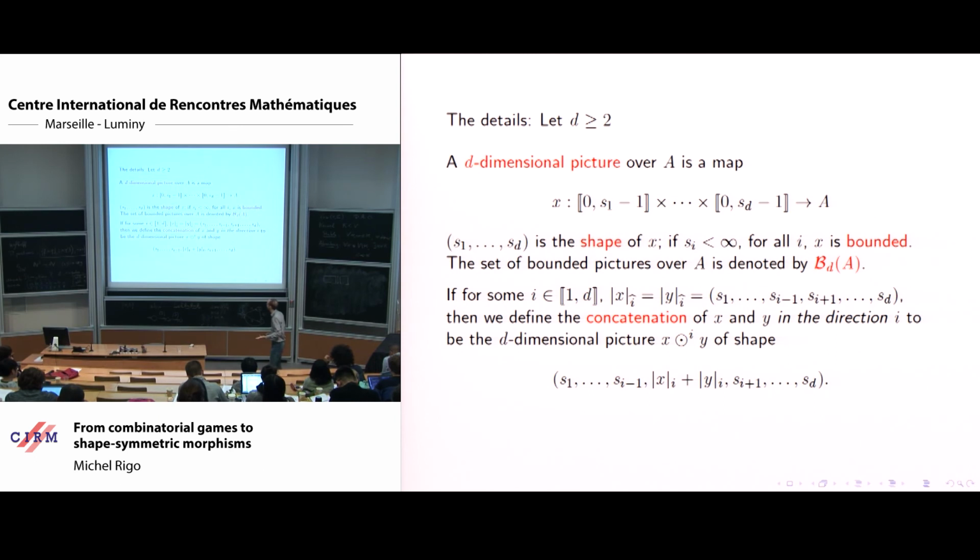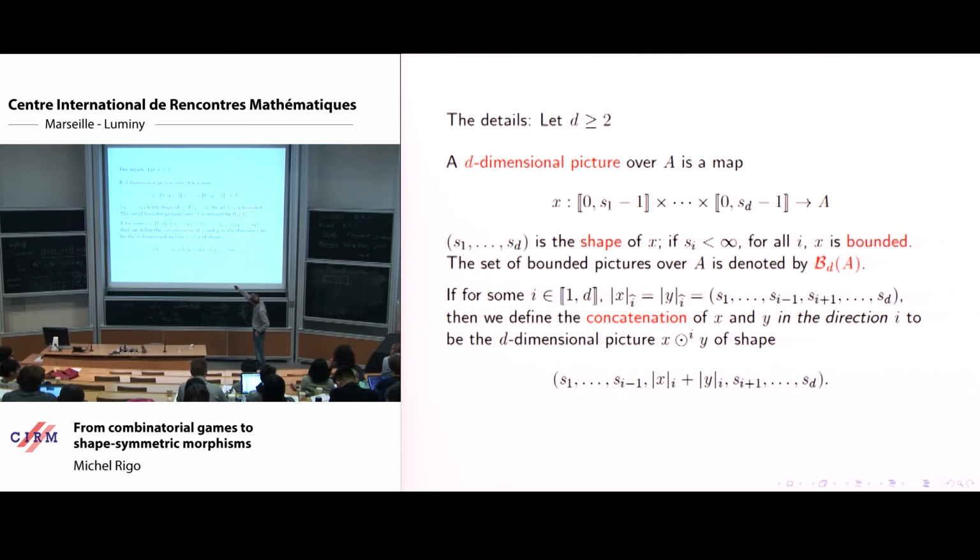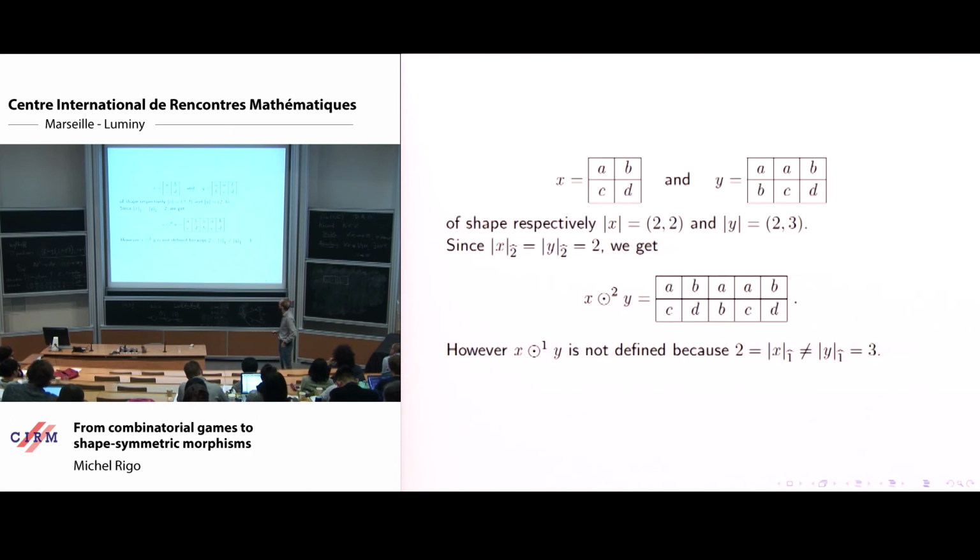So this is when you can concatenate blocks together, and you define which dimension you will concatenate them along. So this is why there's this extra exponent i, to tell you where you glue them together. And here, for instance, x and y, it's a 2 by 2 and a 2 by 3, so I can glue them just like this, but not in the other direction. That's pretty obvious.